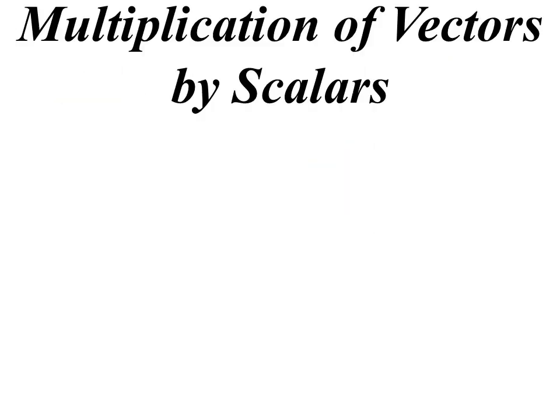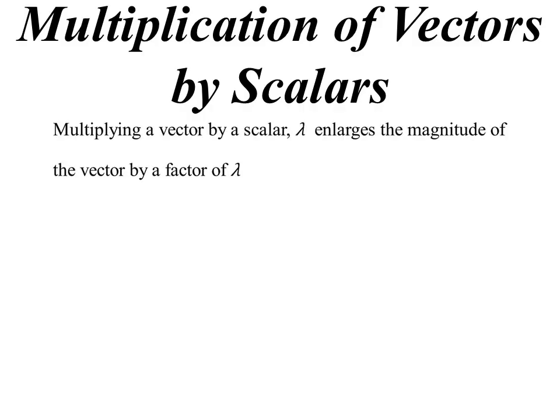Head minus tail. So multiplication of vectors by just a number then. What happens? It's just going to enlarge it. It's not going to do anything to the direction because the scalar doesn't have a direction.